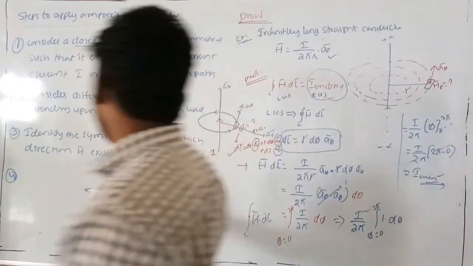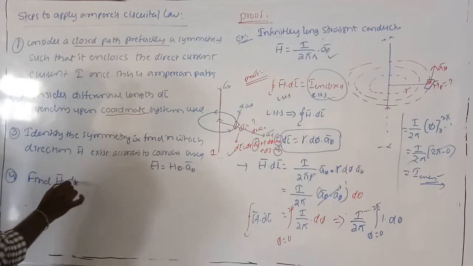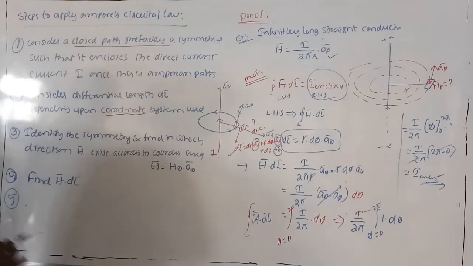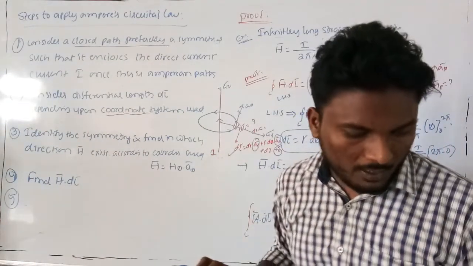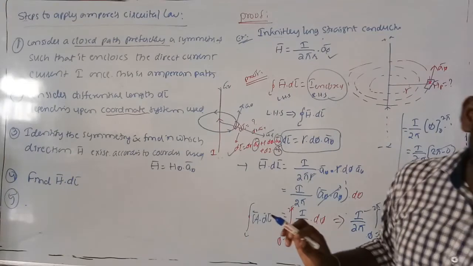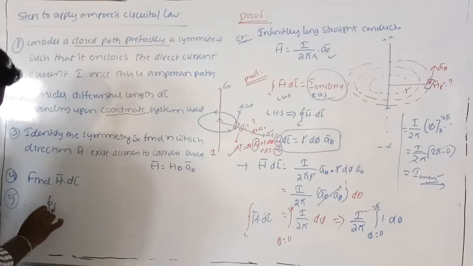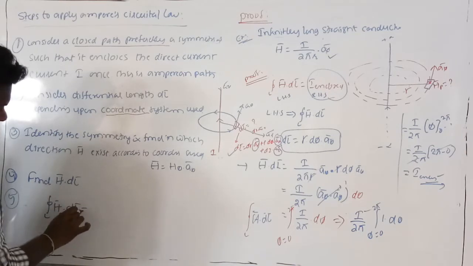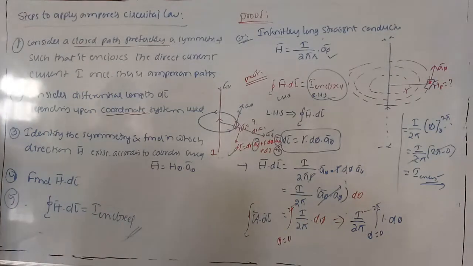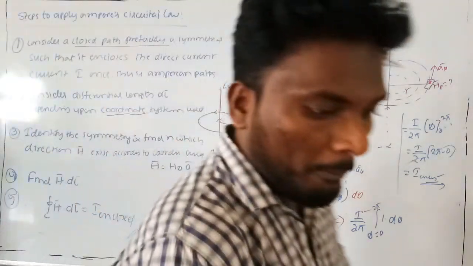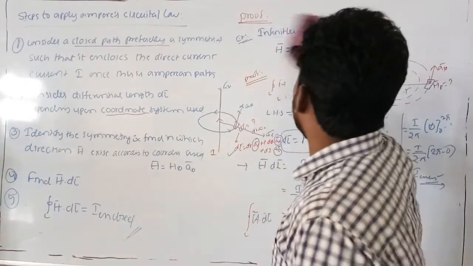Find H bar dot dl bar, the dot product between H bar and dl bar. And the last step is to find the integral of H bar dot dl bar around the closed path assumed and equate it to I enclosed. Find the line integration of H bar dot dl bar and equate it to the enclosed current. If you keep in mind all these 5 statements, then only you can apply Ampere's circuital law for any configuration. Now, let us see the applications of Ampere's circuital law.